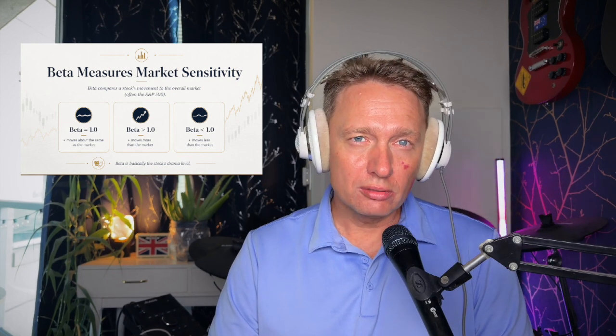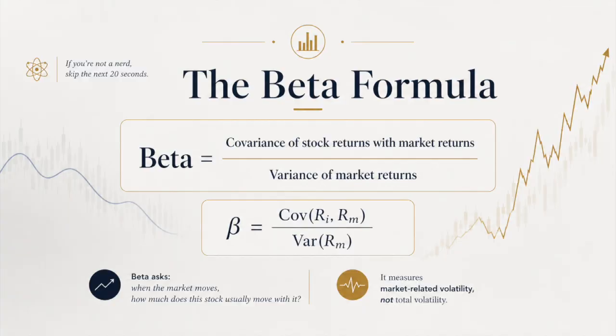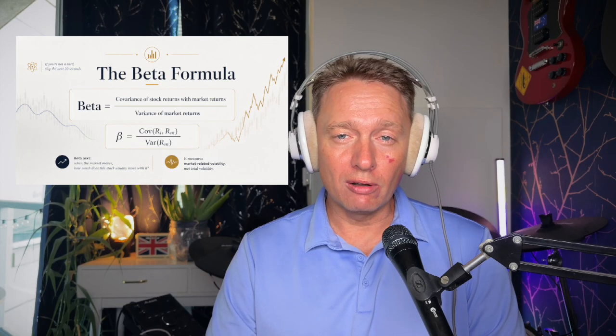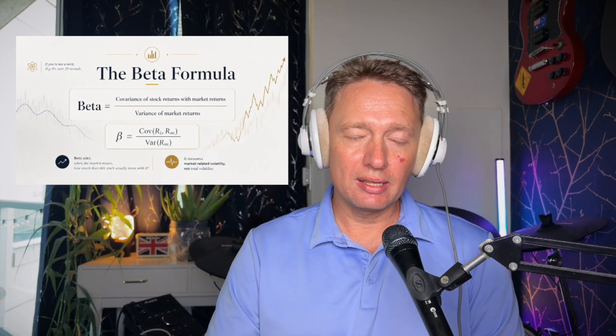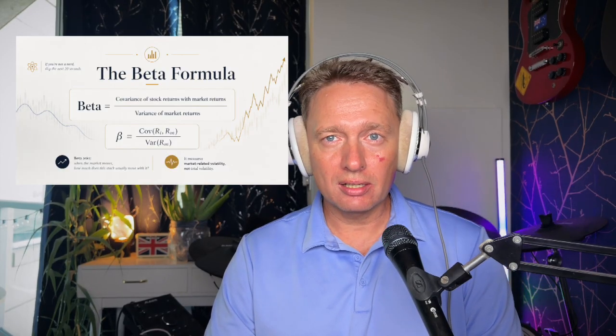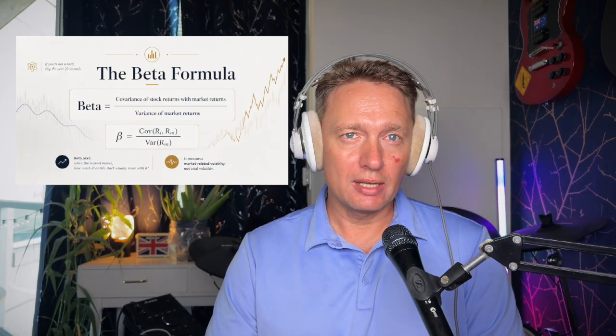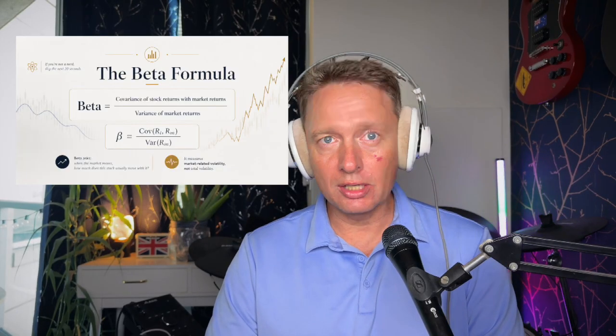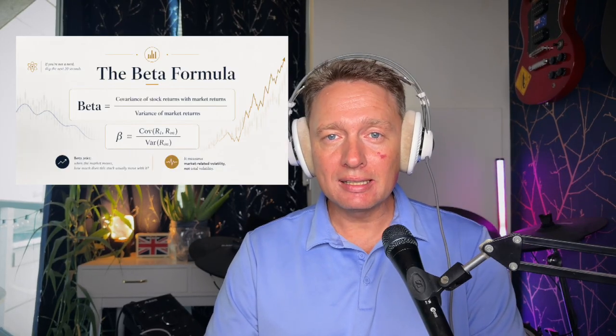If you're not a nerd, skip the next 20 seconds. For the rest of us, here's the formula. Beta is the covariance of stock returns with market returns, divided by the variance of market returns. That may sound intimidating, but the idea is very simple. Beta asks, when the market moves, how much does the stock usually move with it? It is not measuring total volatility or total risk. It is measuring volatility only related to the market.